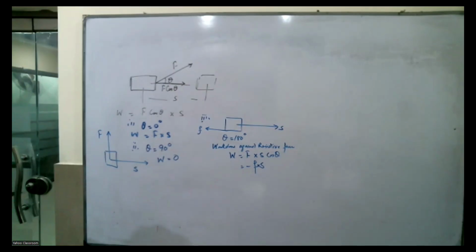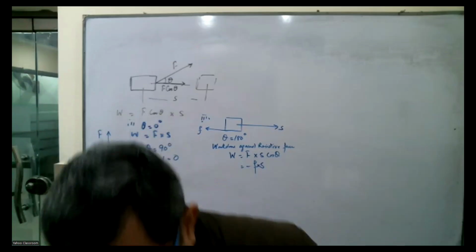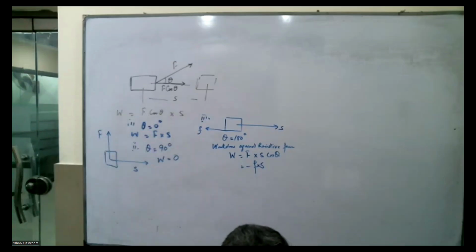So these are 3 possibilities that may be considered when we are doing work. It can be 0 degrees, it can be 90 degrees, it can be 180 degrees. Whatever is the angle, we'll be using F S cos theta. So 3 possibilities: 0 degree, 90 degree, and 180 degrees. If it is any other angle, then it will be F cos theta into S.